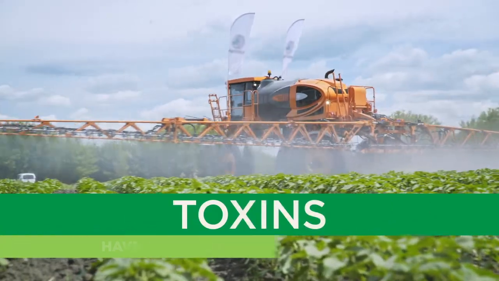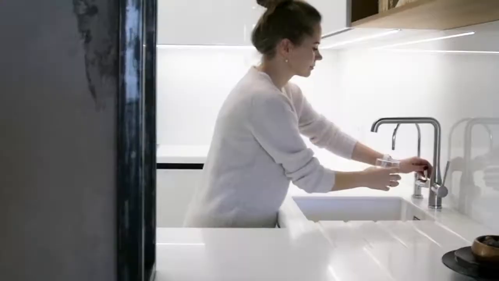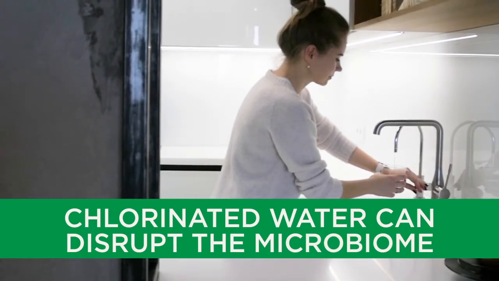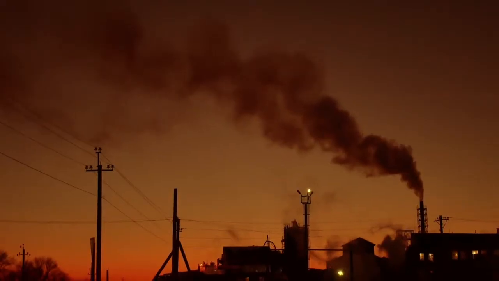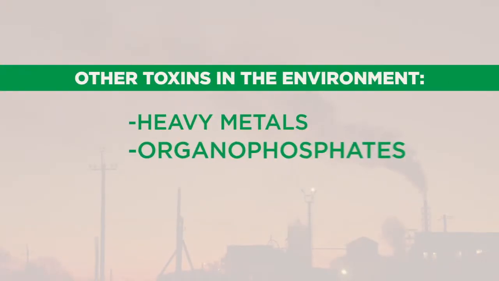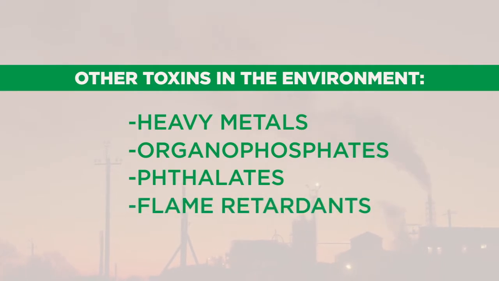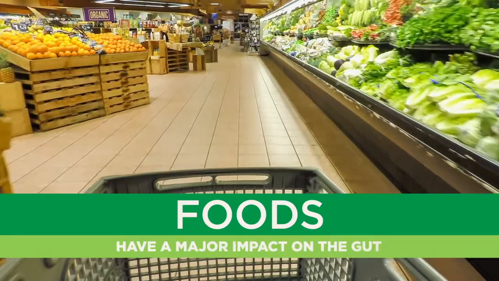Toxins can really affect the health of the gut and the microbiome. For example, drinking chlorinated water, we know that can affect the microbiome and the diversity there. There are other toxins in the environment that you should be aware of, like heavy metals or organophosphates coming from pesticides, or phthalates or flame retardants. The list goes on.